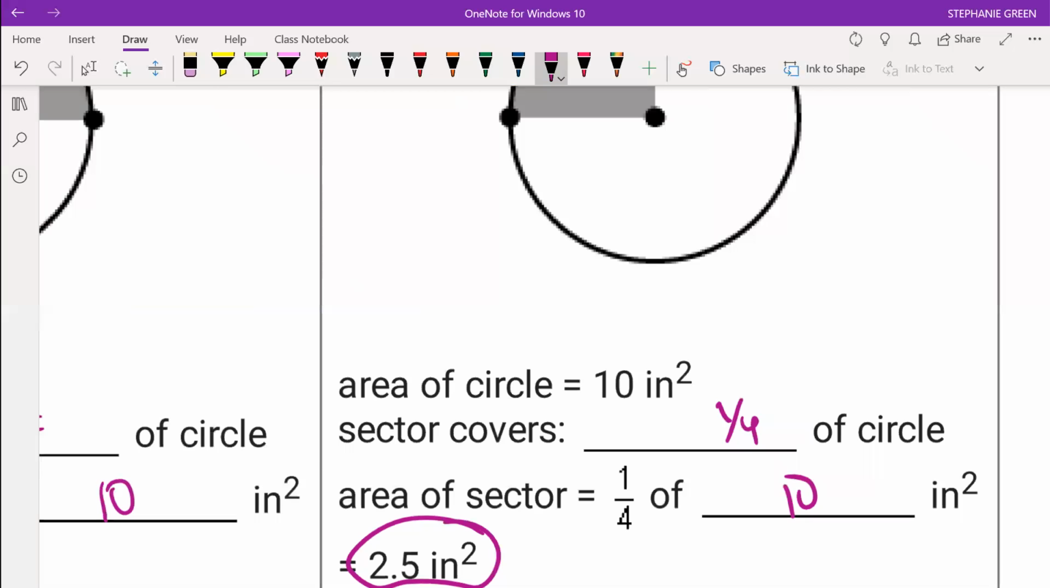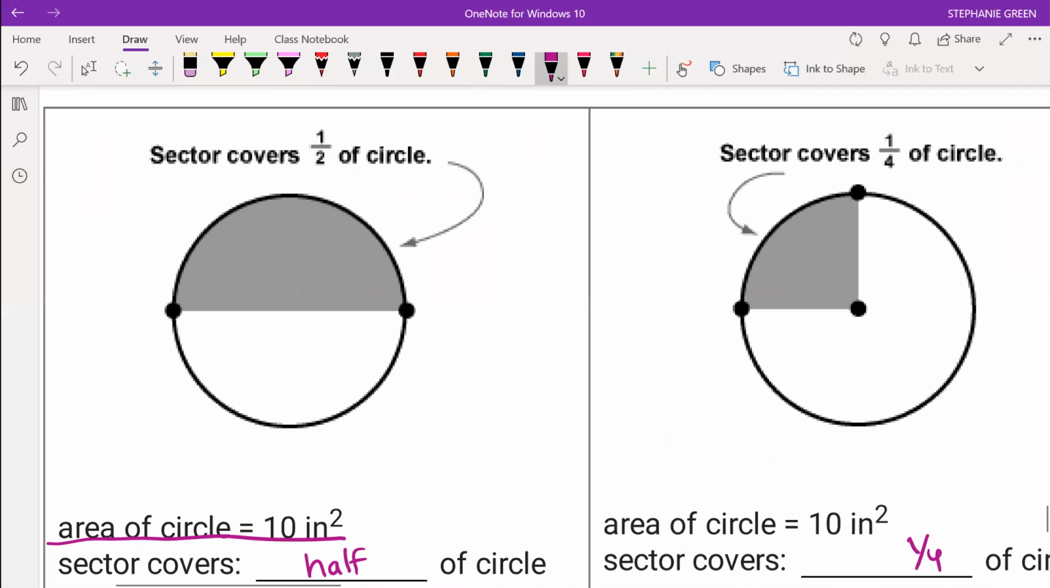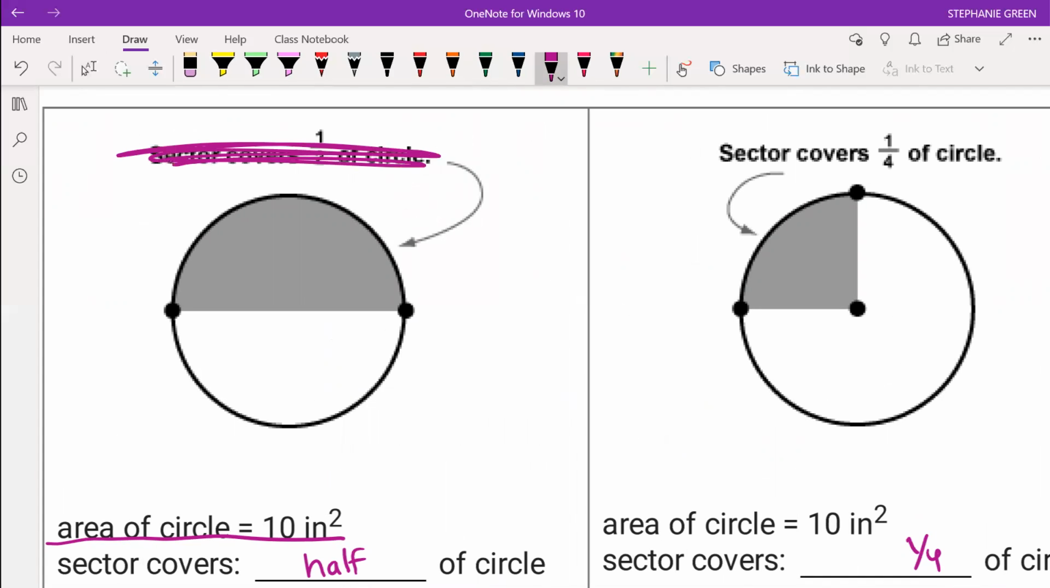Okay, so again, just like last time, they're not really going to tell you how much of a circle is covered. Usually, instead of giving you like this sector covers half the circle, they'll instead tell you this central angle is 180 degrees. So if they tell you it's 180 degrees, how do you know how much of the circle it covers? Well, 180 out of 360 is 1/2. So again, we can tell that it covers half the circle.